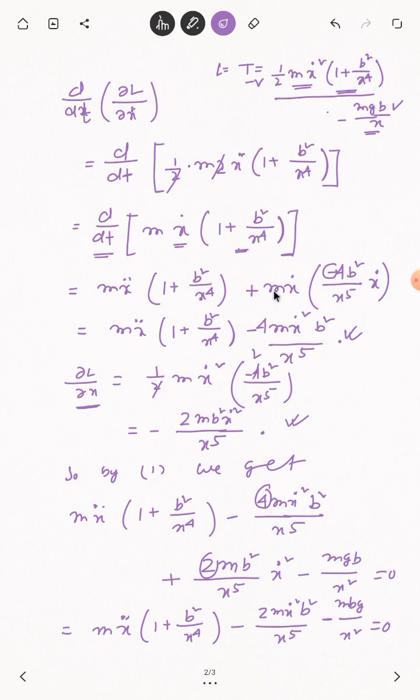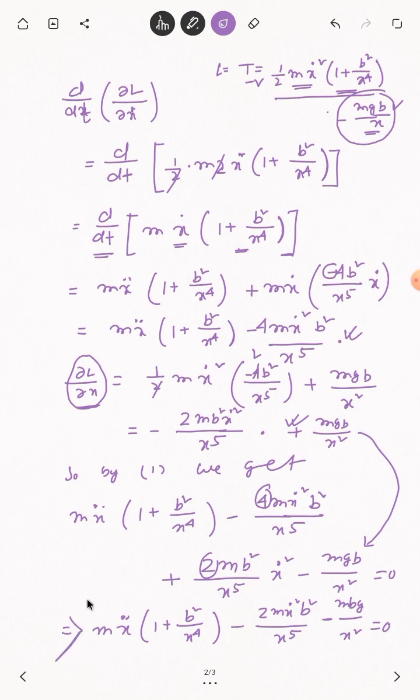Now let us see in which option it is written like this. Take one important fact: in the calculation of del L by del x, we have to take the derivative of this term only. Sorry for missing that term. That will be plus mgb by x square. So here will be mgb by x square, and this term will come with a minus sign in this expression. So this is the answer for the question.